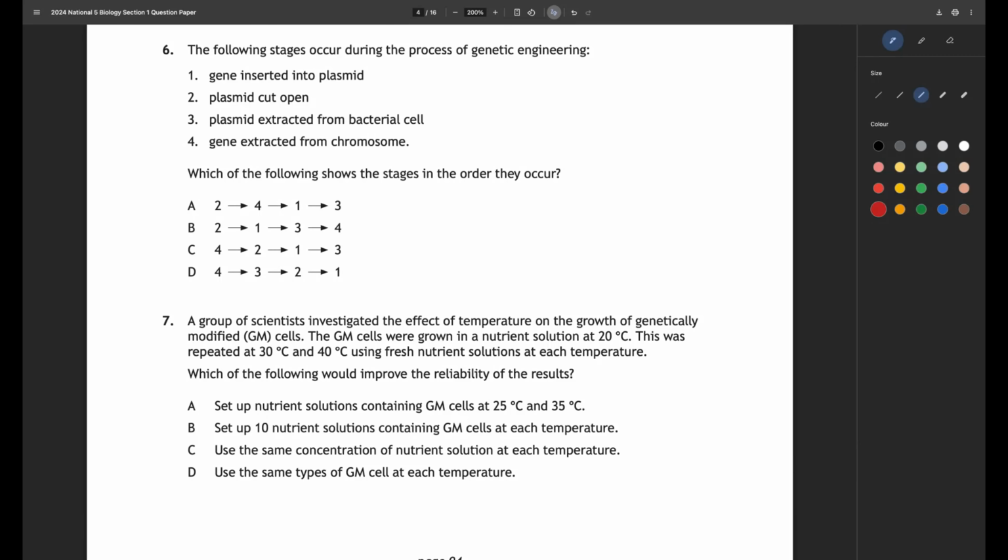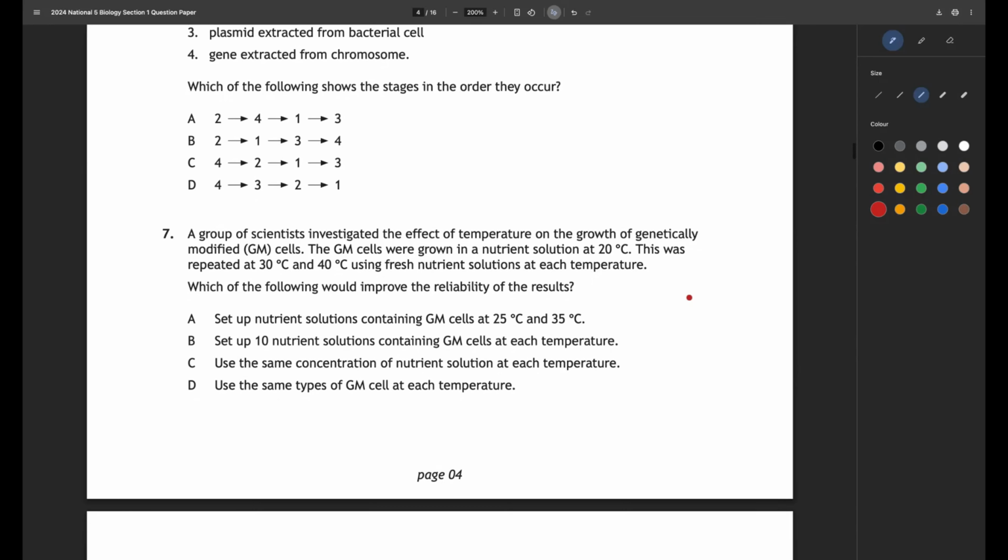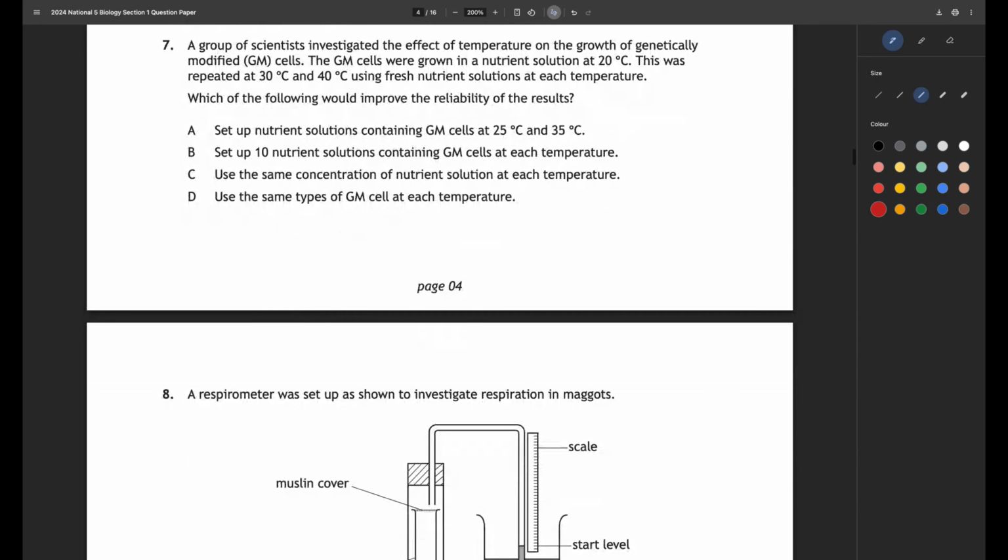We then obviously have to get our bacterial cell and extract the plasmid, then cut the plasmid open. So that's going to be 3, then 2. And then finally we insert our source gene into the plasmid and it becomes a modified plasmid. So that's going to be 4, 3, 2, and 1. So the answer is going to be D there for number 6. You need to know your stages of genetic engineering to help you with that question. So memorize those if you are not sure yet.